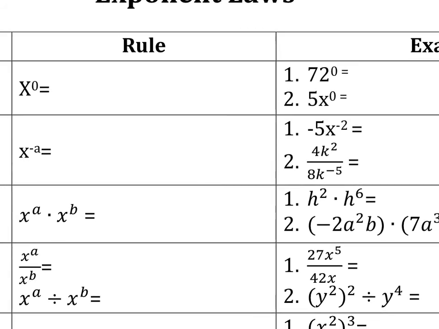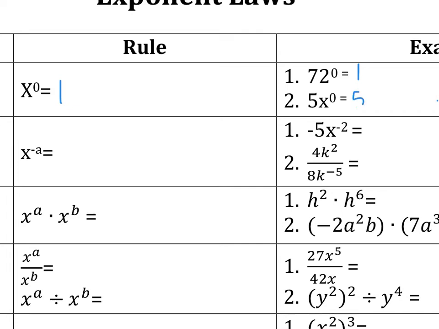Keep in mind that anything to the zero power is equal to 1. Doesn't matter how big or how small the number is, anything to the zero power is 1. So if we're doing 72 to the zero power, 72 to the zero power is 1. However, in example number 2, the only thing being raised to the power of 0 is the x, so this 5 is going to stay the same. 5 doesn't have an exponent, so we can give it a 1 if we want to. But this just means 5x to the 0 is equal to 1, so our answer is 5.